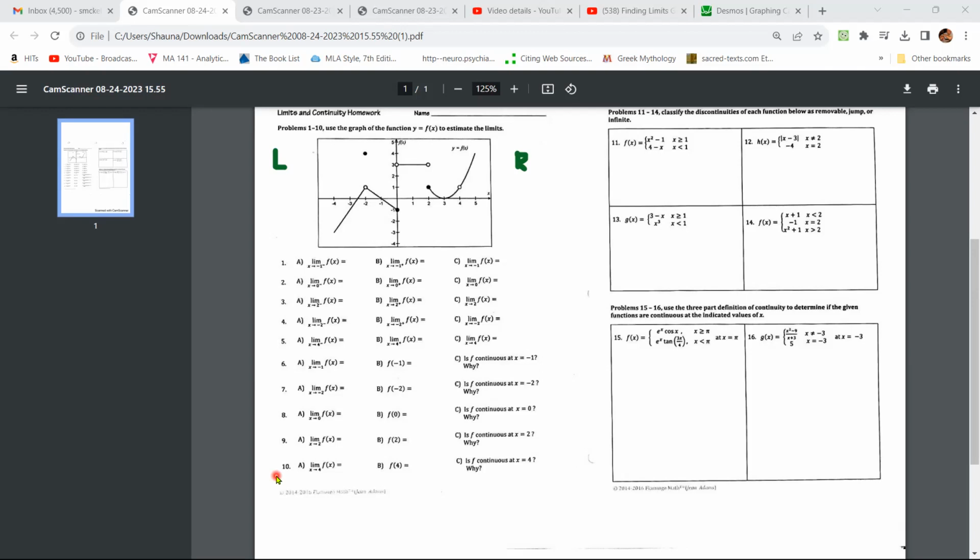Number 3, we did it. Limit as x approaches 2. We can look at the graph again. The limit as x approaches 2. What can we say about that? The limit doesn't exist. It does not exist, right? But what is f of 2? It's 1. Correct. So is f continuous there?